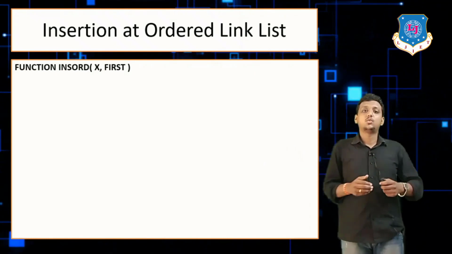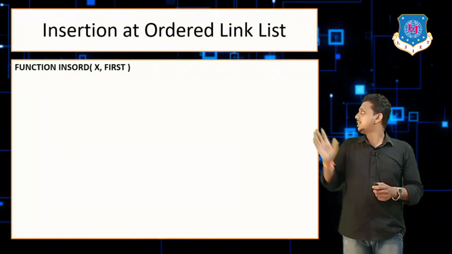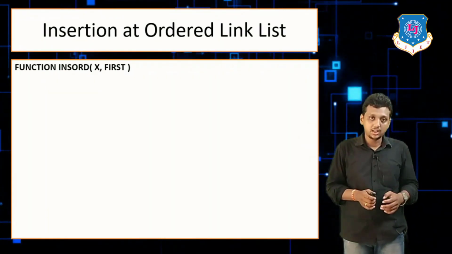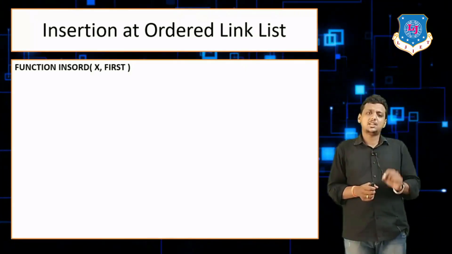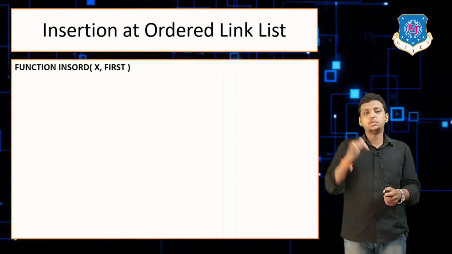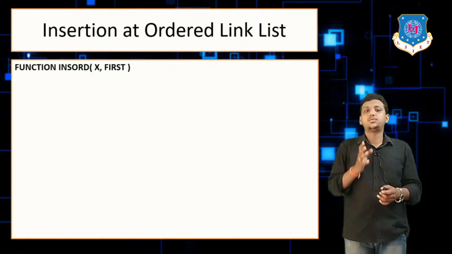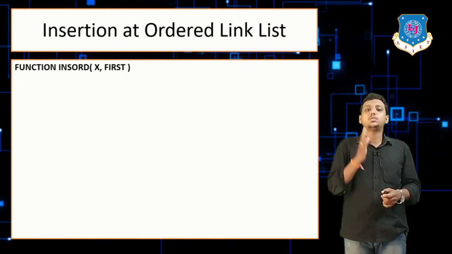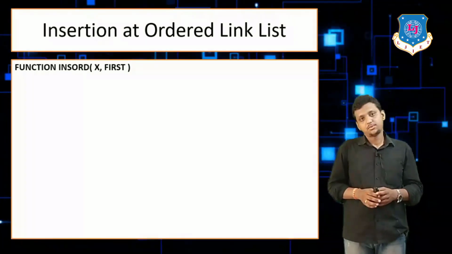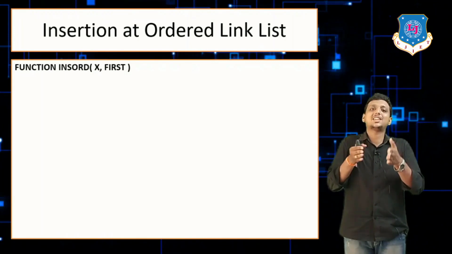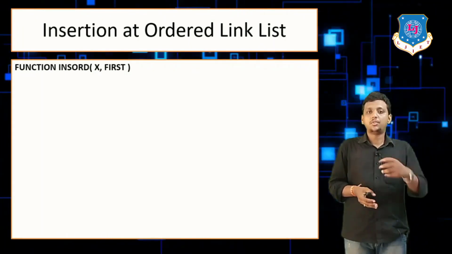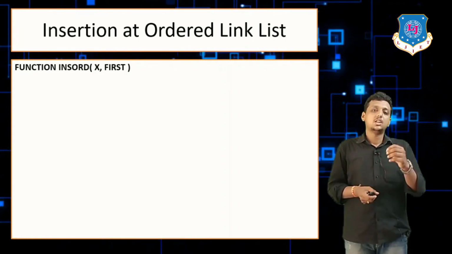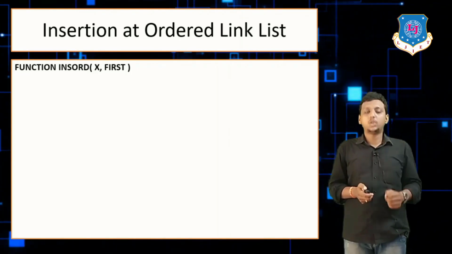Now, next thing we need to understand is first and x. What does x represent? X represents the value which is going to be inserted in a new node, and first shows the value of the first pointer. That means it shows exactly the starting node of the linked list. So let's begin with the algorithm.